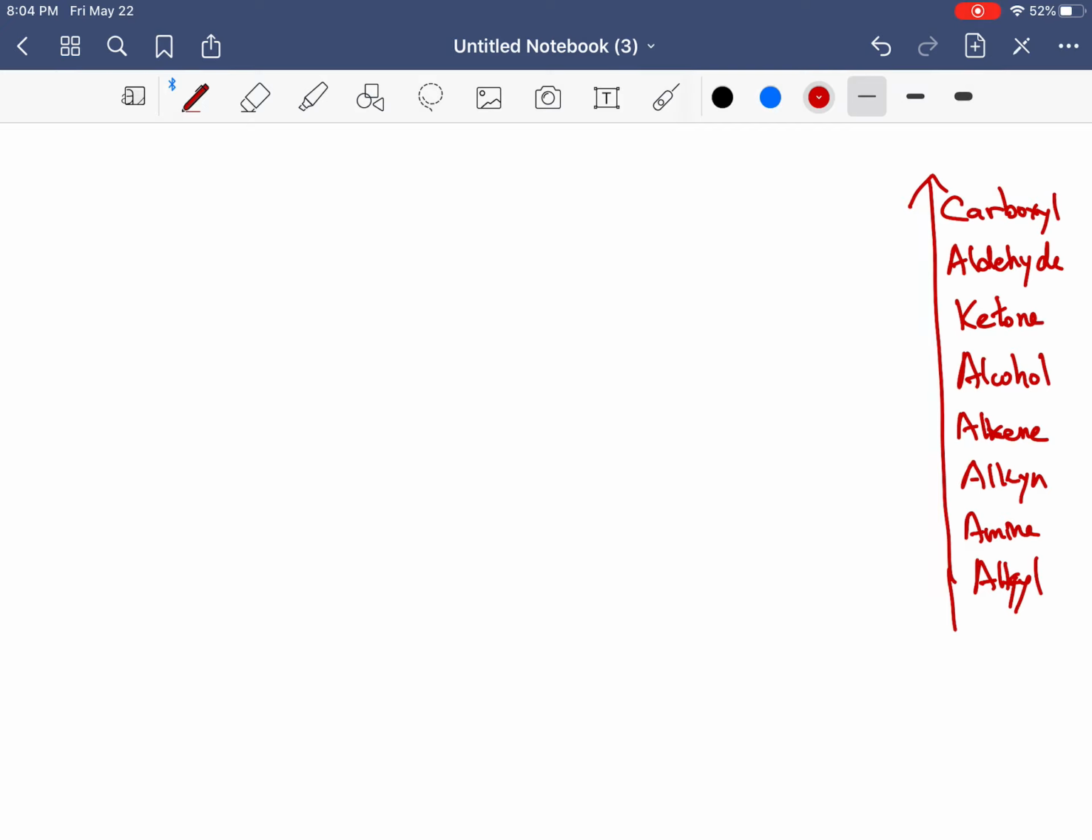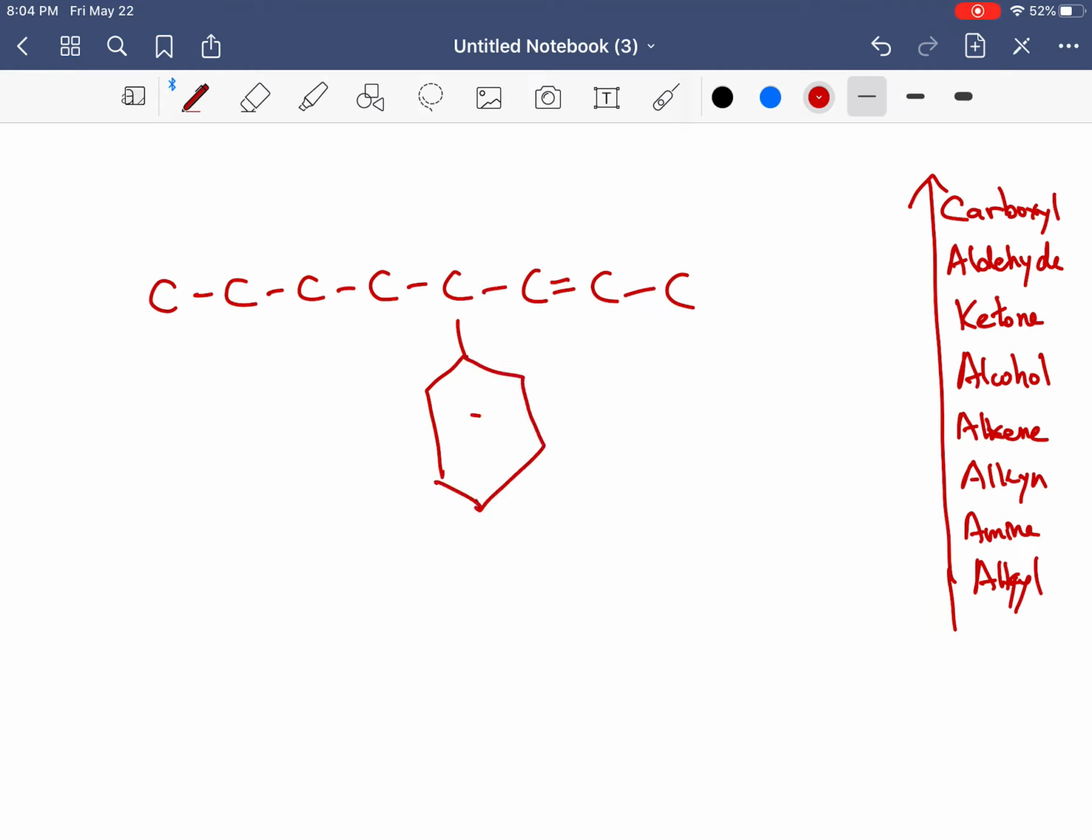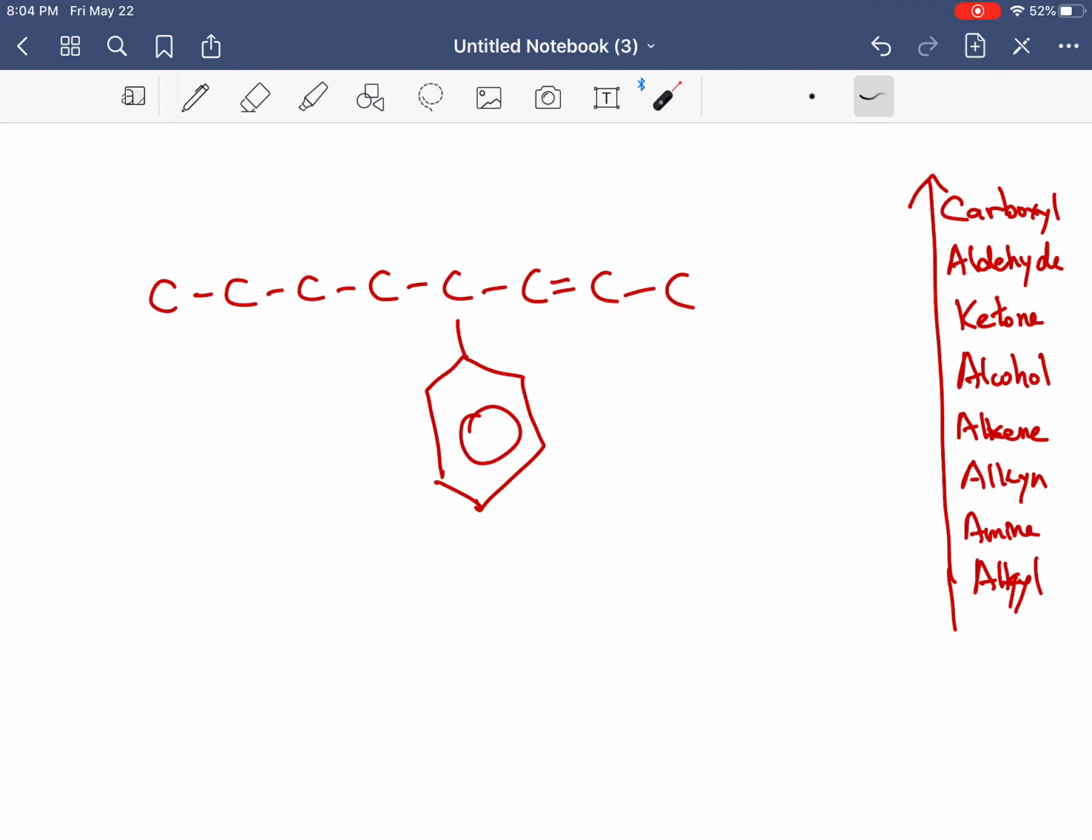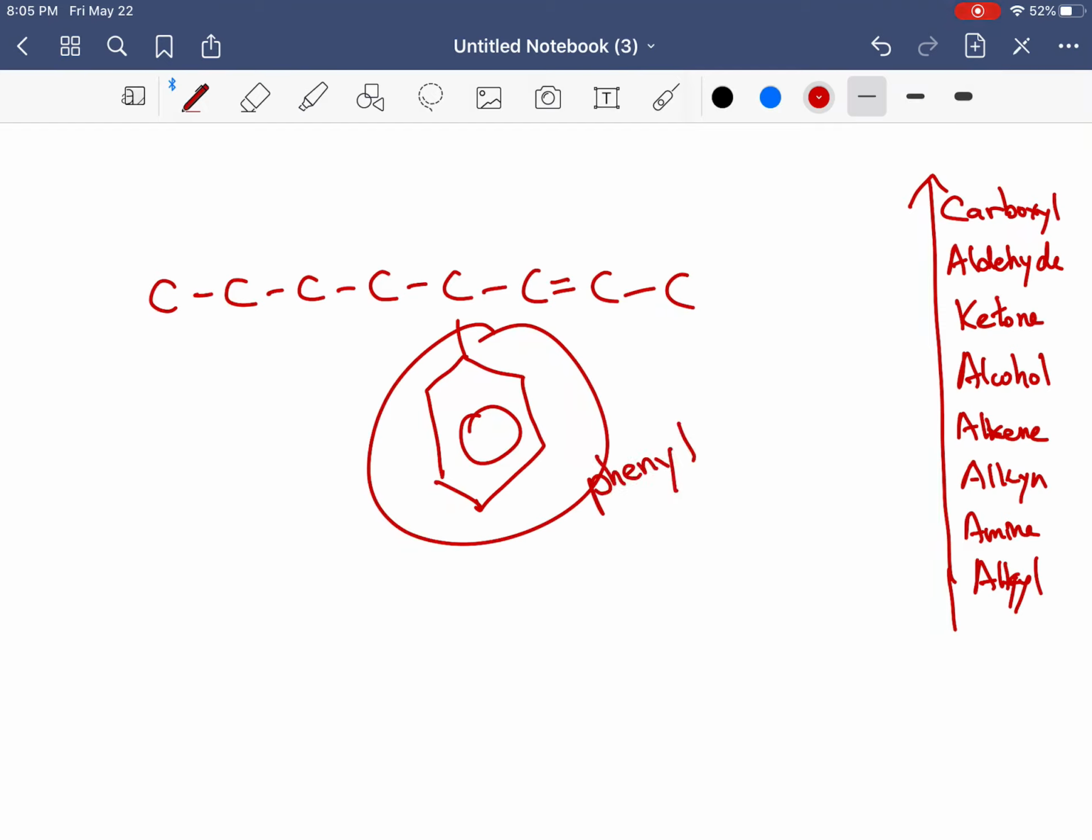So let's take a look at this. Now, let's do a lot of carbon drawings again. So if you have a long carbon chain and you have some double bond here, obviously right now automatically alkene. Alkene will take priority over benzene for sure. So if you have a benzene right here, and this is obviously not the main chain. This is more of a side group. So we already call benzene as a side group. Benzene as a side group is called phenyl.